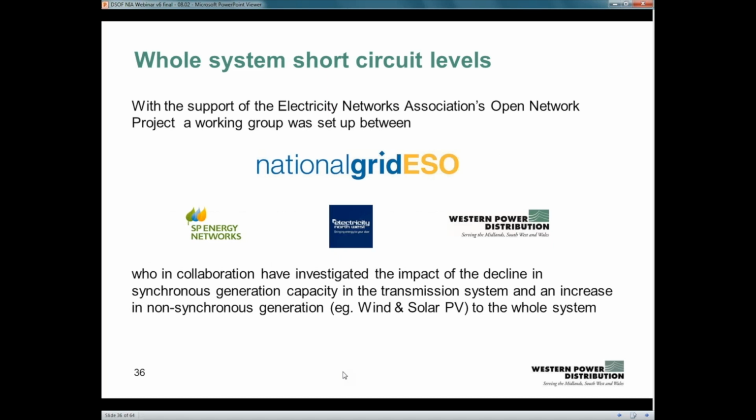So with the support of the Electricity Networks Association Open Network Project, a working group was set up between National Grid ESO, Scottish Power Energy Networks, Electricity Northwest and Western Power Distribution to examine the interaction of the decline in synchronous transmission connected generation capacity and an increase in non-synchronous generation and the impact on the whole system fault levels.